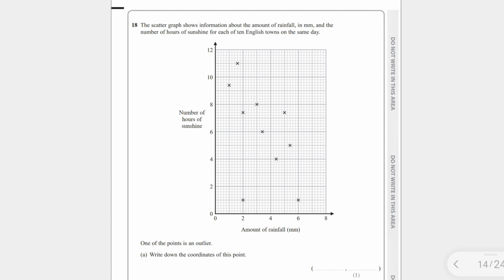So we have our scatter diagram. On the x-axis we have the amount of rainfall, and on the y-axis we have the number of hours of sunshine. One of the points is an outlier, so we need the coordinate of this point. Without being told, most of the points fall in this region. So that means this is our outlier, and the point is 2,1. So that makes sense.